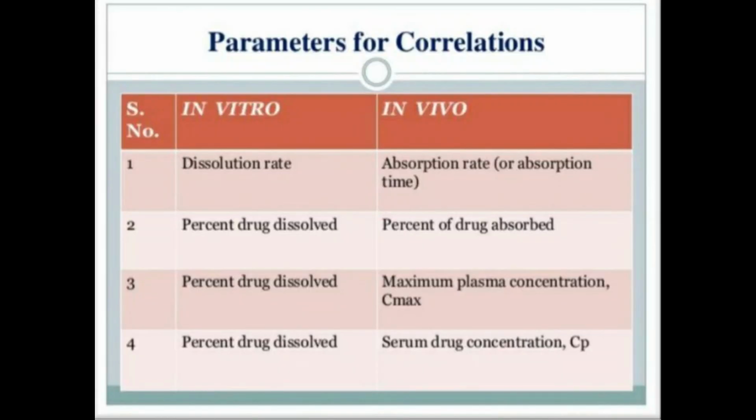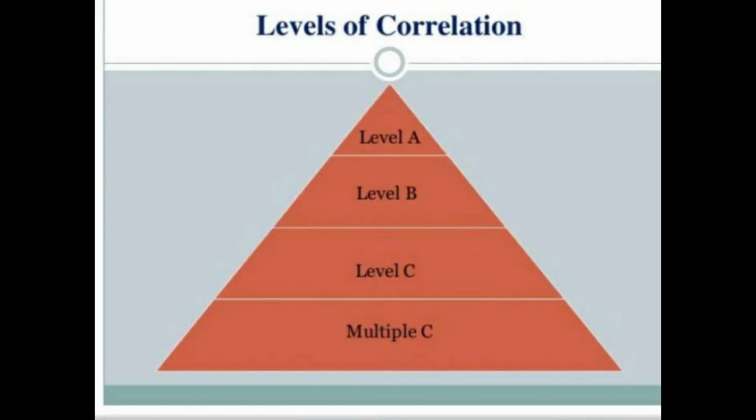We have two main basic approaches. First one is by establishing a relationship between the in vitro dissolution and the in vivo bioavailability parameters. Second approach is by using the data from previous bioavailability studies to modify the dissolution methodology in order to arrive at a meaningful in vitro in vivo correlation. These are the parameters for correlation involved in vitro and in vivo. We have different levels of correlation in IVIVC. In that, we have different types of levels. First one is level A, level B, level C, and multiple level C.